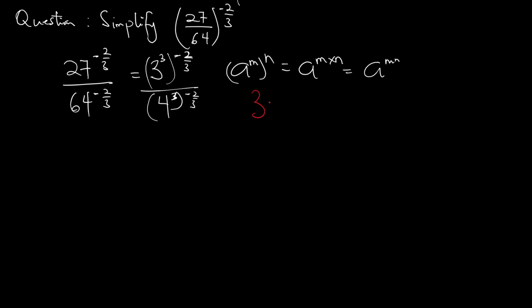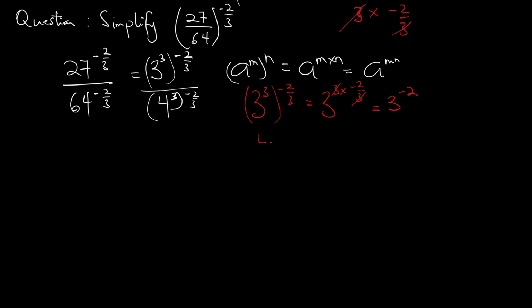So 3 raised to the power 3 times minus 2 over 3 is equal to 3 raised to the power 3 times minus 2 over 3. Now, if we have 3 times minus 2 over 3, this 3 can cancel this 3. So the same thing here, we can cancel this and this. So we'll get 3 raised to the power minus 2.